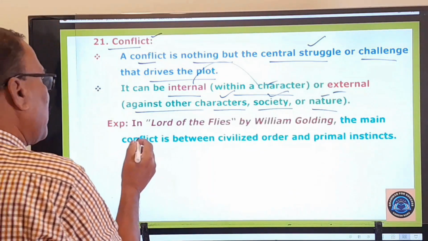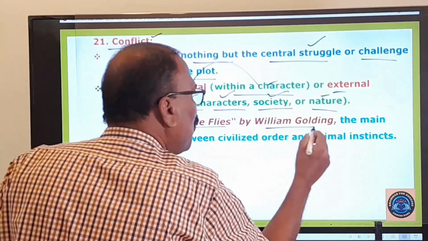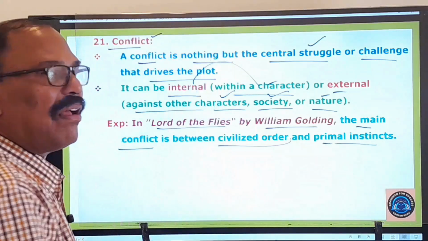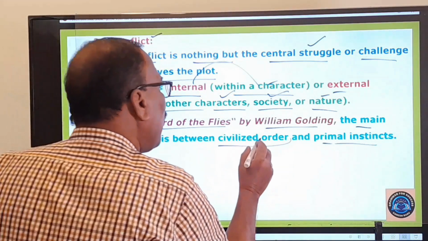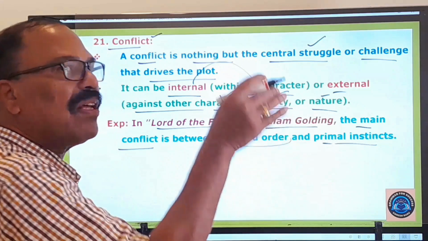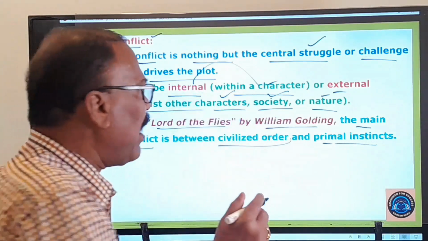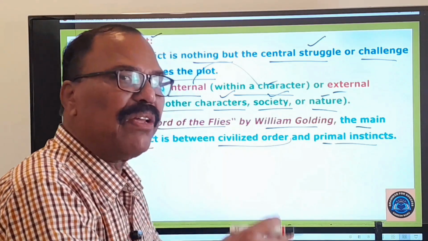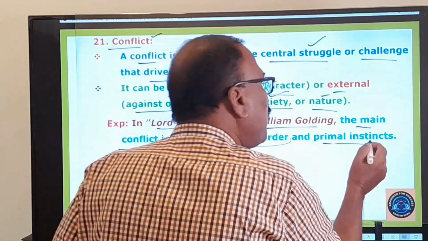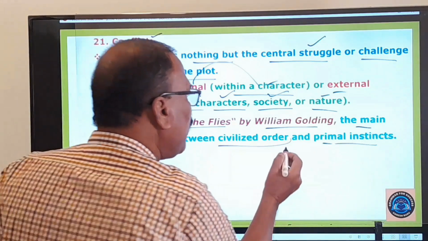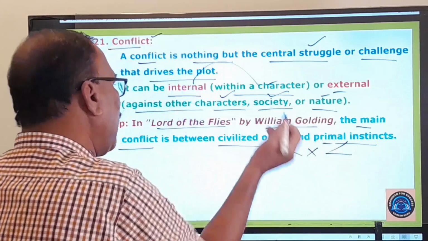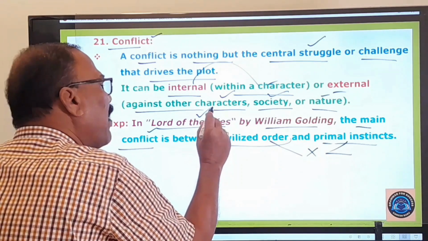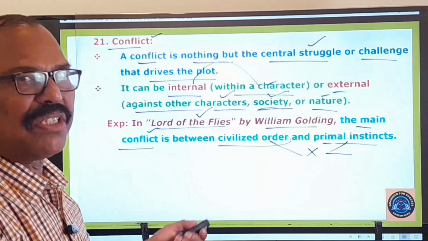And here one example is given. In Lord of the Flies by William Golding, the main conflict is between civilized order and primal instincts. Between the civilized system and primal instincts. Primal means primitive. Primitive means very old or ancient. Instinct means natural tendencies. So between these two things, there is some kind of conflict in this novel. It's a fantastic one.